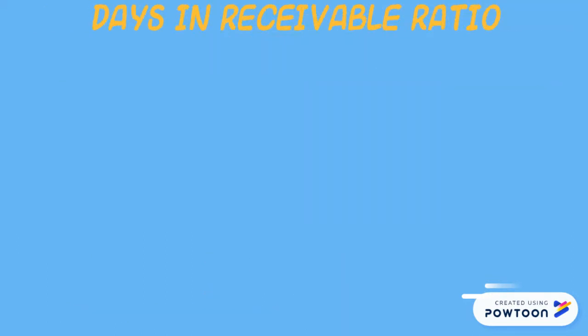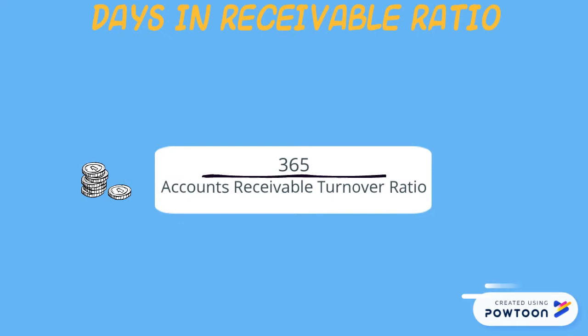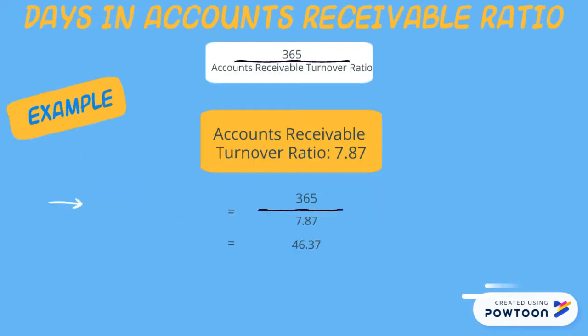The days in receivable ratio is an extension from the accounts receivable turnover ratio and is calculated in days. In this example, the previous 7.87 will be used to show that the business takes 46 whole days to generate and collect their accounts receivable.